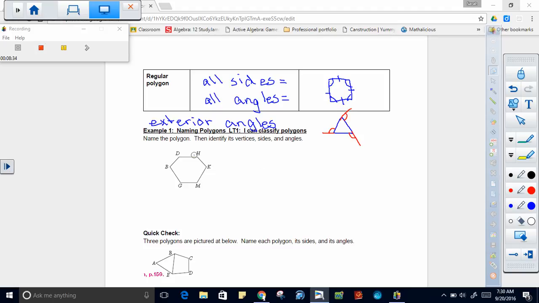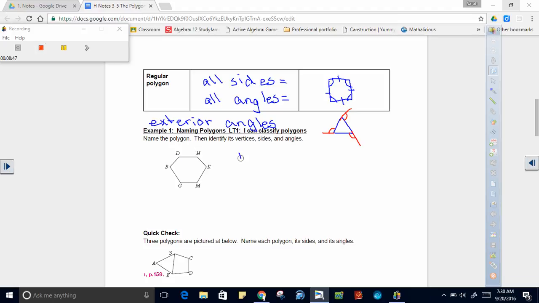Okay, this one. Your first example says name the polygon, then identify its vertices, sides, and angles. So to identify or name a polygon, you're just going to list the letters that you see. They need to be in order. You can't jump around, but you can start anywhere you want to.